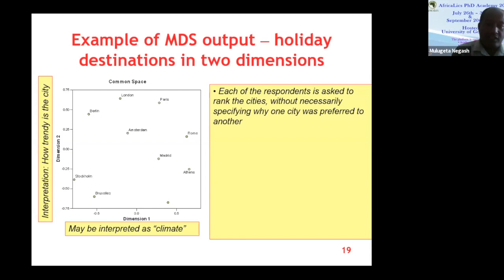So based on the response of the customers, it is found that this is the perceptual map of this particular finding. And it showed that Paris is at the top. Can you see? Paris is at the top, and Brussels and Stockholm are near the ordinate or the bottom. This perceptual map showed that London and Paris are almost similar or competitive, and Paris and Brussels are quite different, and London and Athens are quite different, but Athens and Madrid are competitive or similar, and Madrid and Rome are similar, and Stockholm and Brussels are similar.